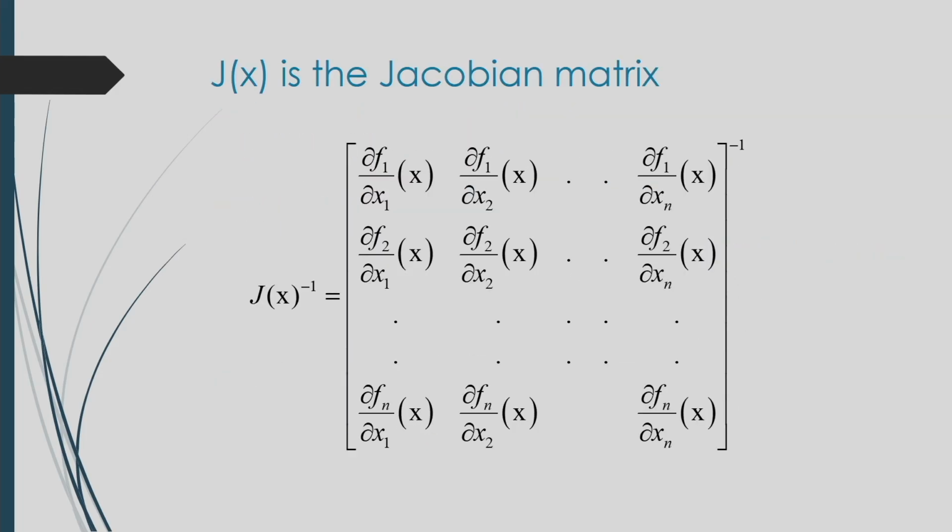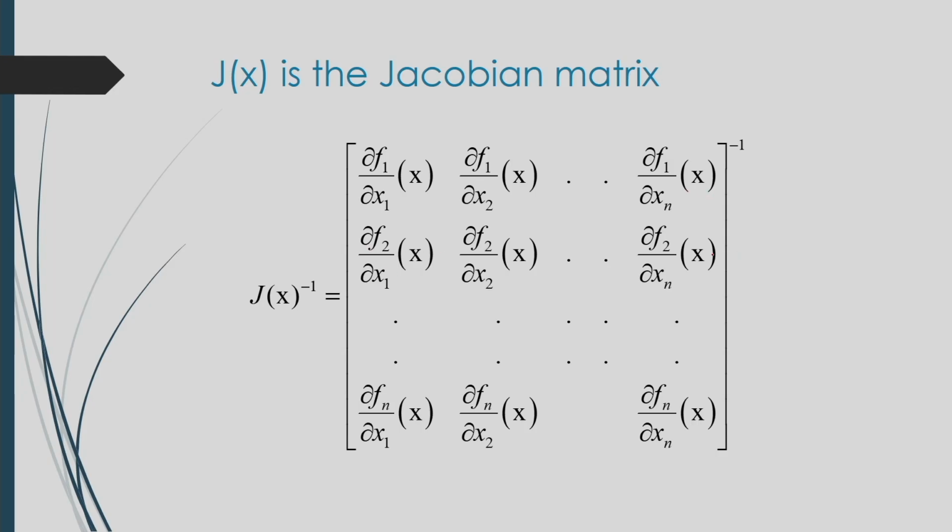and J(x) is the Jacobian matrix, which is defined by the first derivatives of that set of functions. So, it will be ∂f1/∂x1 (x), ∂f1/∂x2 (x), up to ∂f1/∂xn (x). Here x, capital X, is basically the set of x1 up to xn.